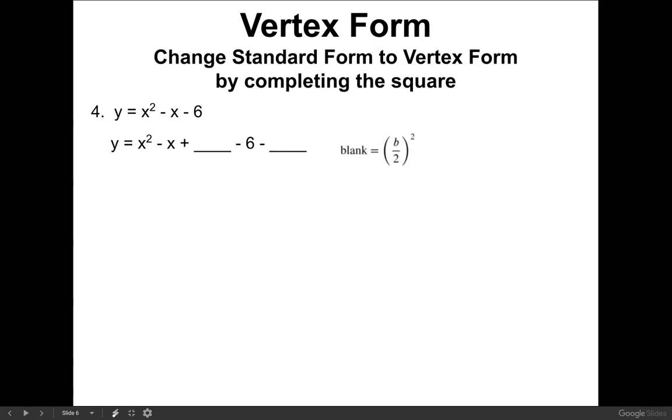Take half of the b and square it. And notice the b here is negative 1. So we're going to take negative 1, divide it by 2. So that is negative 0.5, sorry. And we square that number. So that is what goes in the plus and the minus blank.